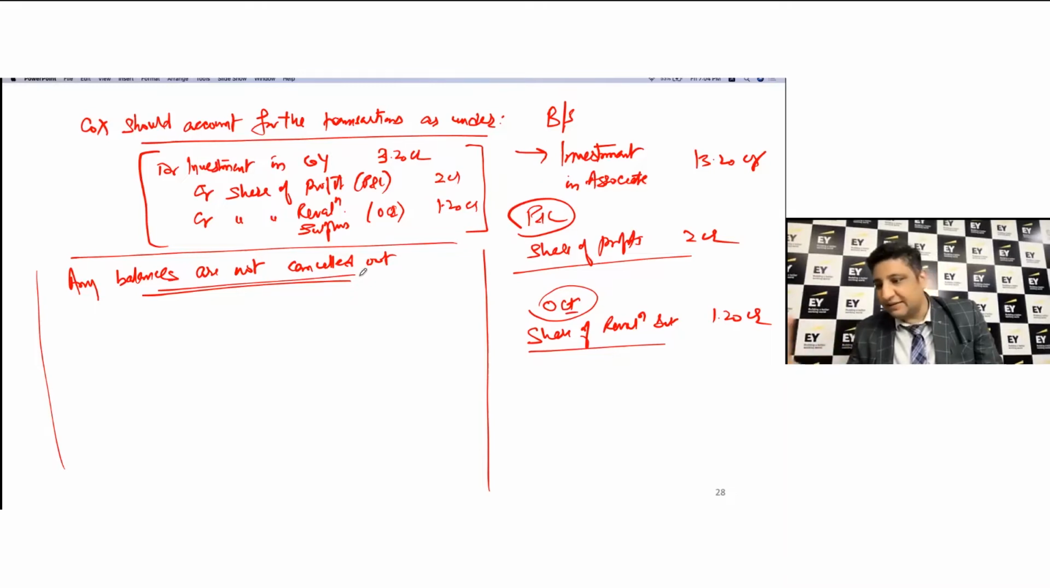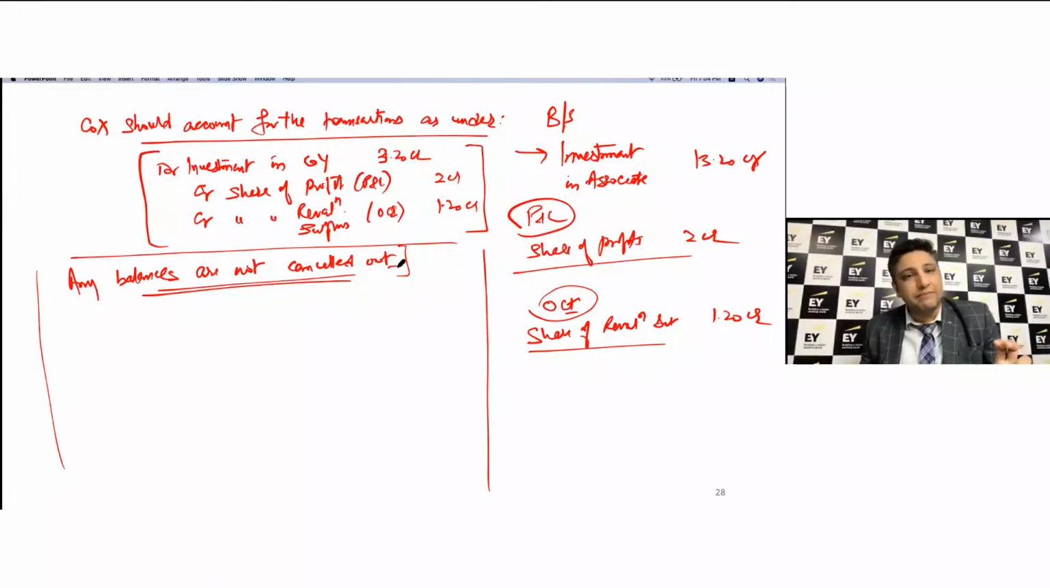If you're selling something to the investment in associate, or vice versa, if that entity is selling something back to you, does it inflate your revenue? The answer is no. You are never consolidating the revenue of the other entity. Does it inflate your expenses? Again, the answer is no. If there are intercompany balances, do they get canceled out? Again, the answer is no. You never consolidate any of these. That's where we're saying that any balances are not canceled out.